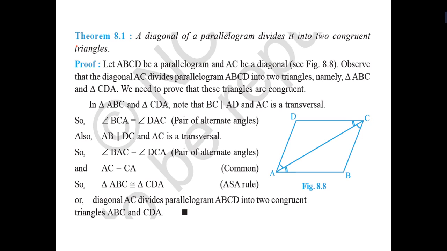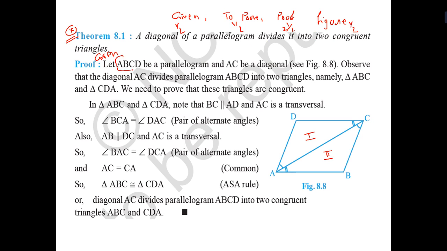Now we have to go through theorem 8.1 that we have to prove. In the exam it can come: prove that the diagonal of a parallelogram divides it into two congruent triangles. So here you see triangle 1, triangle 2. But how we can prove it is important for us. Generally according to the board rule, when theorems are there, you have to write the given first, then to prove, and figure. Half marks here, half marks here, half marks for the figure, and 2.5 marks related to the proof.